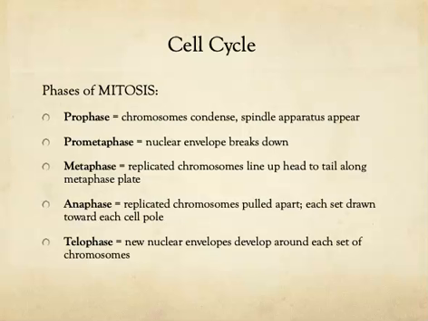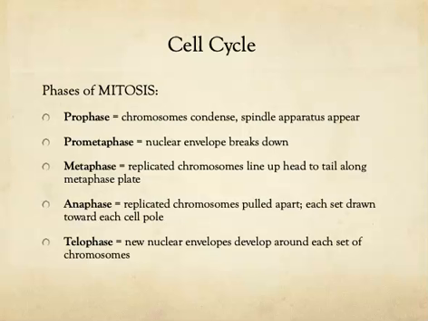The next stage of mitosis is called prometaphase. During prometaphase, the nuclear envelope is going to break down, and all of those newly condensed chromosomes are going to be released into the cytoplasm of the cell. The next stage is called metaphase. During metaphase, the newly released chromosomes are going to move into the center of the cell and line up along a structure called the metaphase plate.